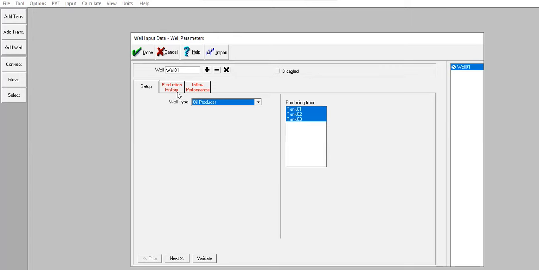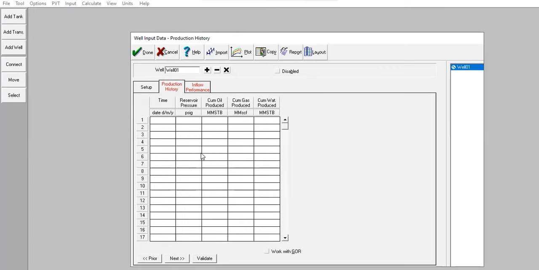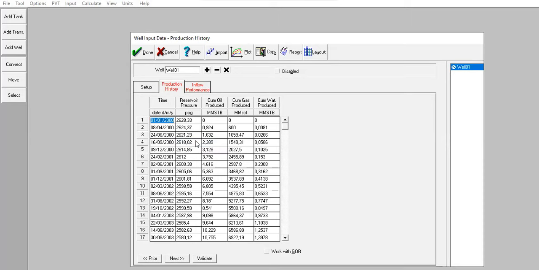Here we go to production history. Now I will copy my production history data from my spreadsheet and paste the data here. Okay, I've copied my data, right click, paste table. All right, so this is the production history obtained from this well. I have the time, reservoir pressure, cumulative oil produced in million stock tank barrel, cumulative gas produced in million standard cubic feet, and cumulative water produced in million stock tank barrel.